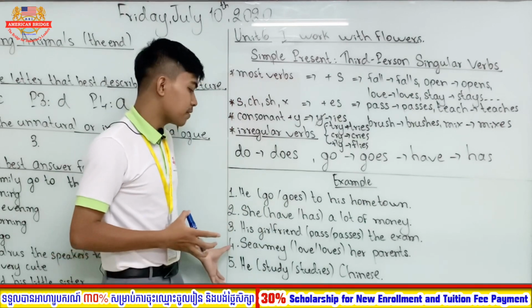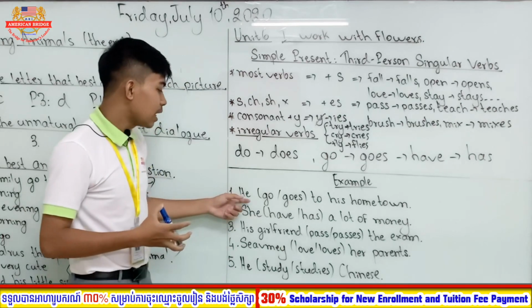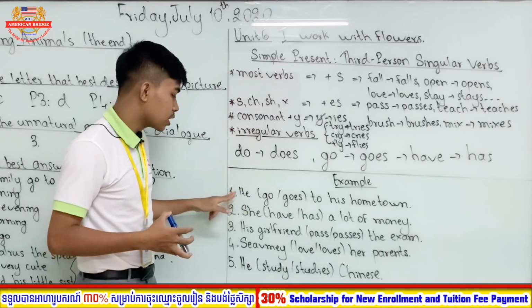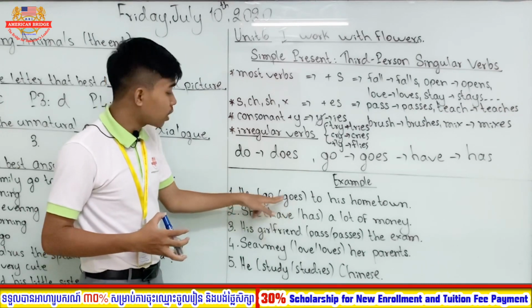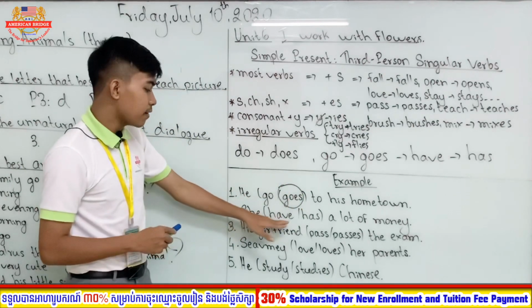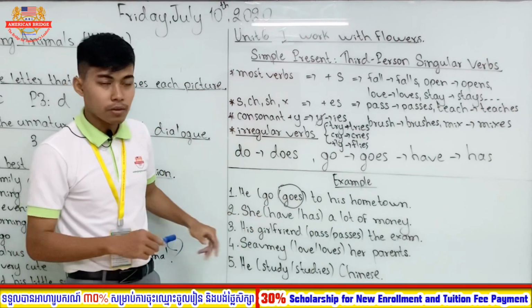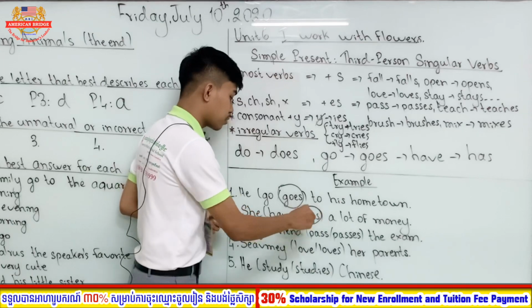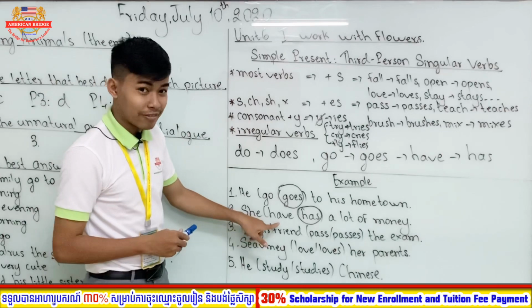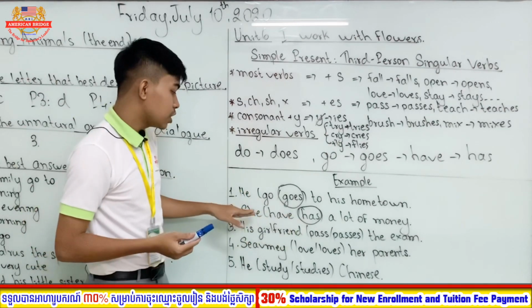So here there are 5 sentences that you have to read and then you have to choose, and they are very easy. Let's go to number 1. He goes to his hometown. So when the subject is third person singular, we use goes, not go, so we have to choose this one. And number 2, she has a lot of money. So because our subject is third person singular, we have to use has, right? You have to remember. How about if I say she doesn't here? She doesn't have, okay? But here there is no doesn't, it is an affirmative form, so we have to use has. She has a lot of money.